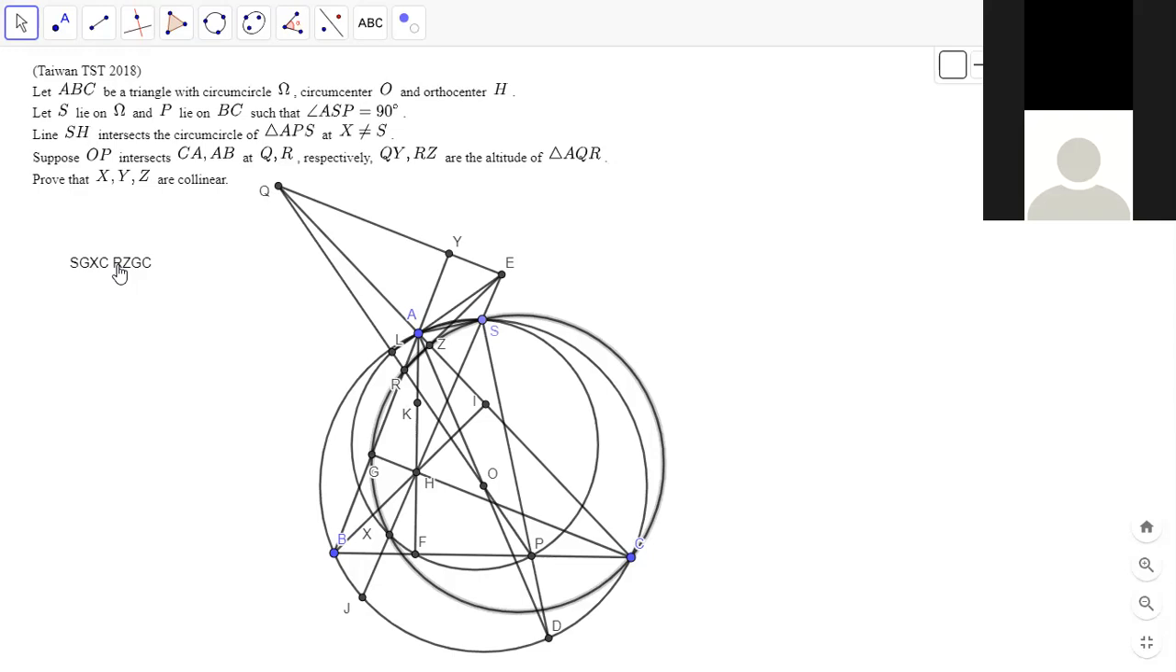If we can show AGCE is cyclic, then the Simpson line of E is going to be X, Y, Z. Okay. So the Simpson line of E with respect to which circle? AGC, I guess. AGC. Well, I guess the Simpson line.